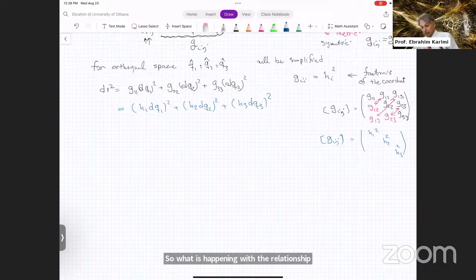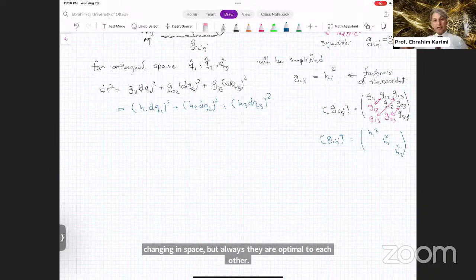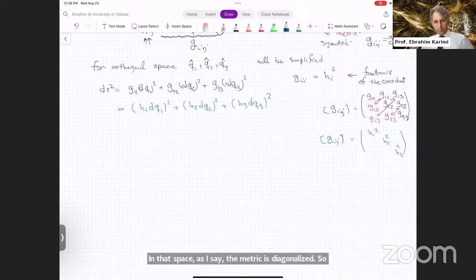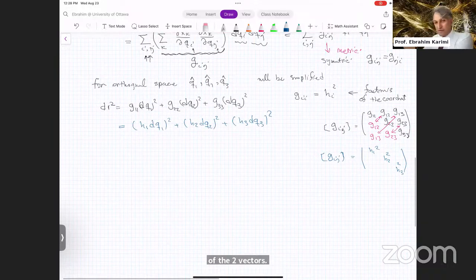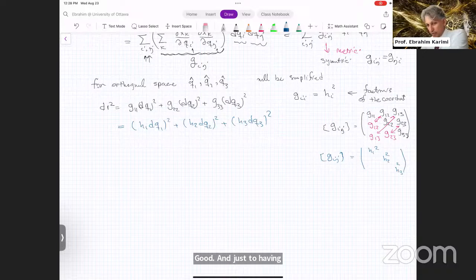And we only concentrate on one specific type, the coordinates which are orthogonal coordinates. So it means that the unit vectors are changing in space, but always they are orthogonal to each other. In that space, as I say, the metric is diagonalized. So Gij has only the diagonal terms. You don't have off-diagonal terms, because the off-diagonal terms are given somehow by the dot product of the two vectors. Good. And just to have a feeling how this is given by the dot product, because that was a question that was asked yesterday.